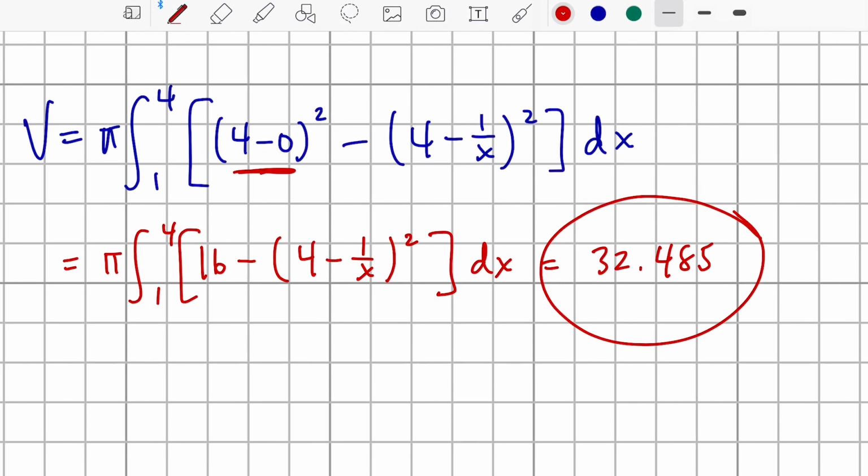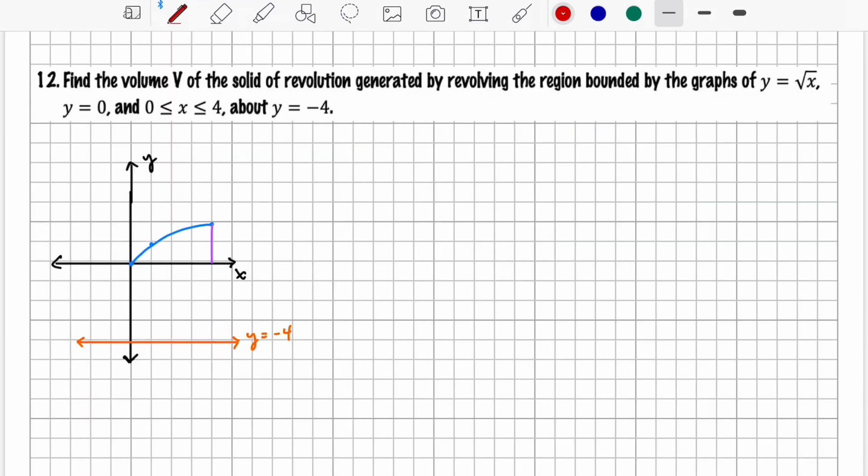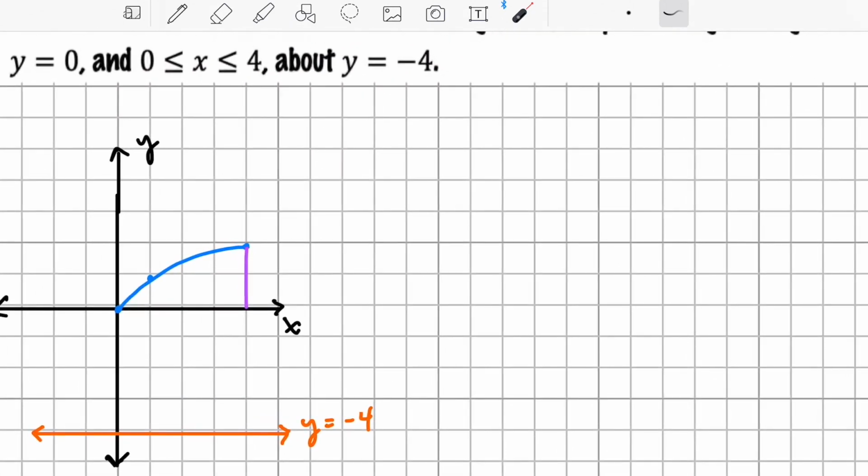Remember, it's always going to be 3 decimal places. Okay, our last example of revolving about a horizontal axis. So we want to find the volume by revolving the region bounded by the graphs of y equals square root of x, y equals 0, and the x value has to be from 0 to 4, about y equals negative 4. Now let's see, what does that mean?